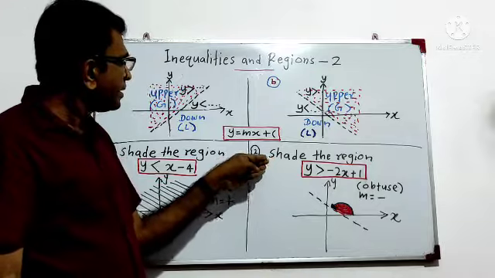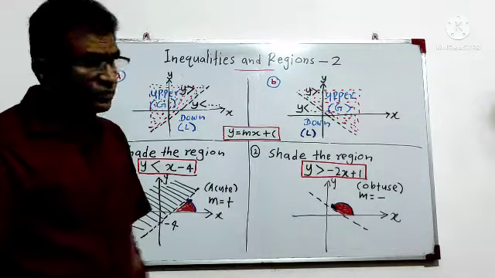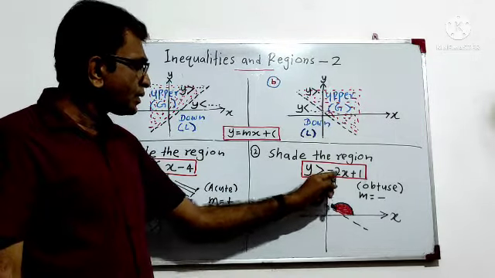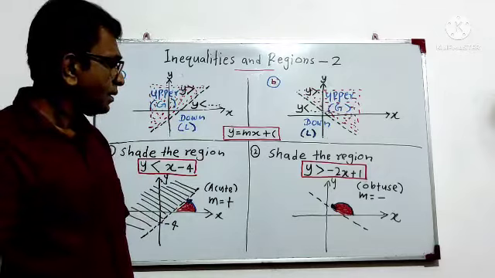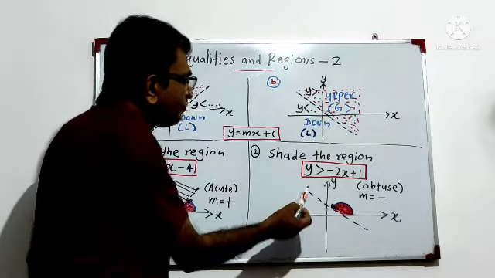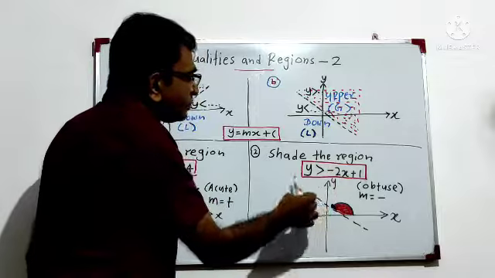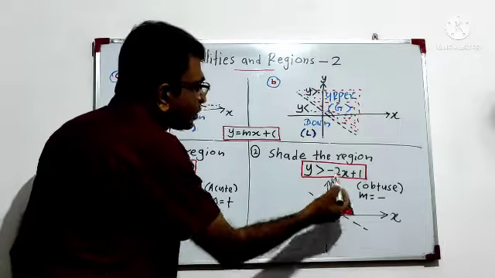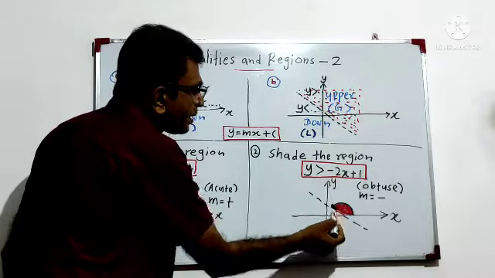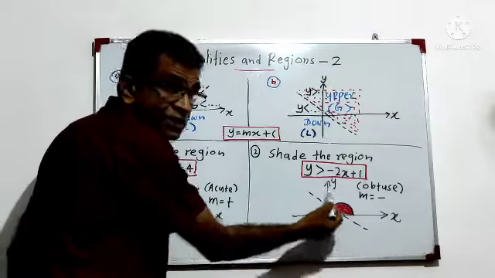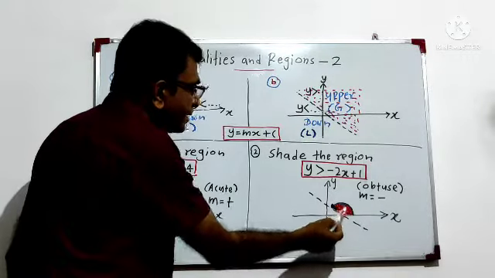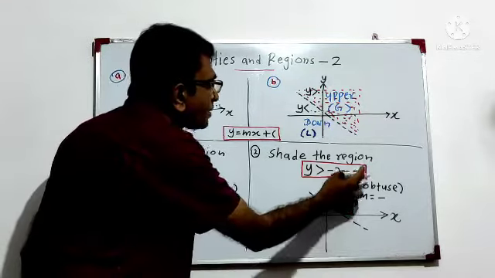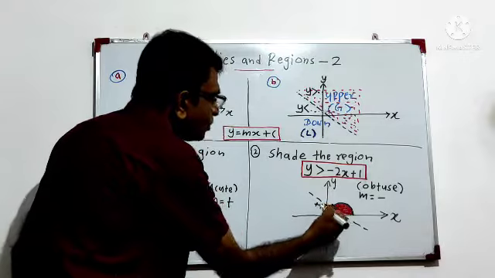Now I will explain question number 2: shade the region y greater than minus 2x plus 1. If you want to draw this straight line, this type of straight line will come, because the gradient is negative, that should be an obtuse angle with the positive x-axis. Now the intercept is plus 1, therefore it should go through plus 1.